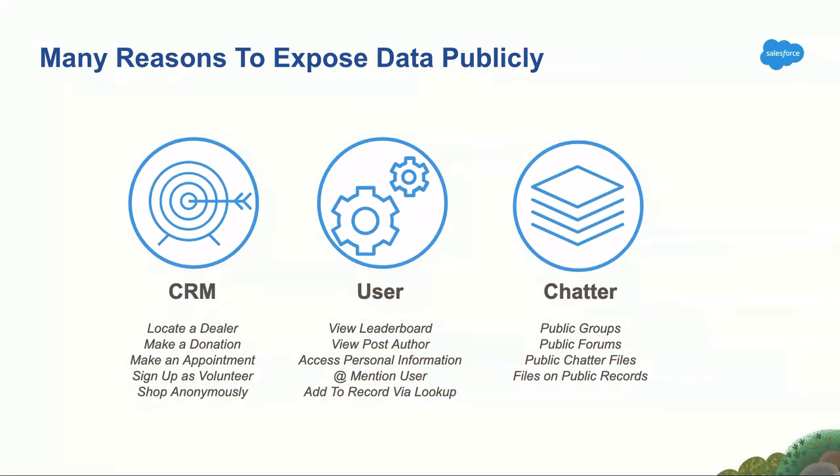In other cases, you might want to share user information. For instance, viewing the leaderboard, or allowing other users to @mention users. In all these scenarios, you'd have to look into how you want to expose your user data for public access. And in other cases, you want to expose chatter. For example, public forums, public files, or even public groups. So in these cases, you will want to expose some of your chatter data. And hence, there are many scenarios you might want to expose some of this data, CRM, user or chatter data, for your unauthenticated access.